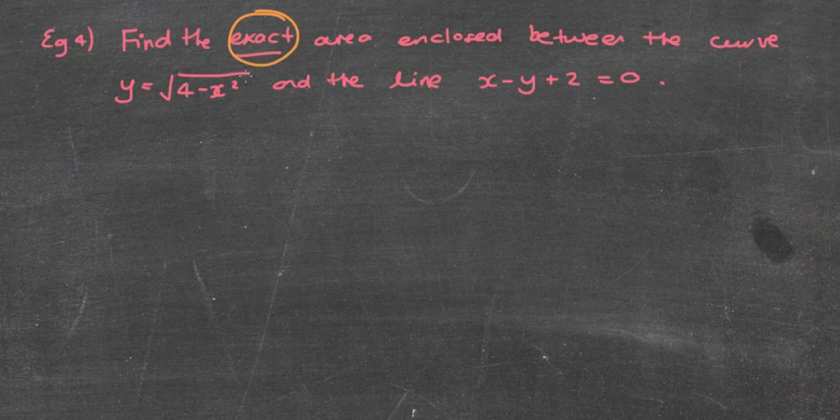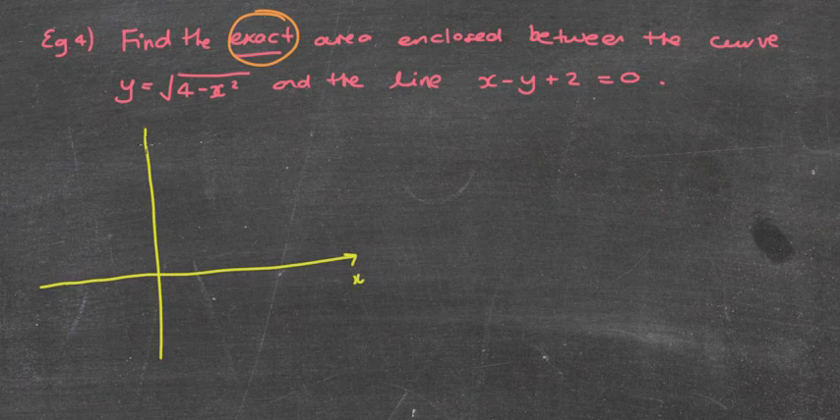It's an approximation. It is not exact. This makes this now a different type of question. I'm going to start the same way because I want to have a little bit of understanding behind what it's asking me to do. So I'm going to sketch this graph out. It says, find the exact area enclosed between the curve y equals square root of 4 minus x squared and the line x minus y plus 2 equals 0.